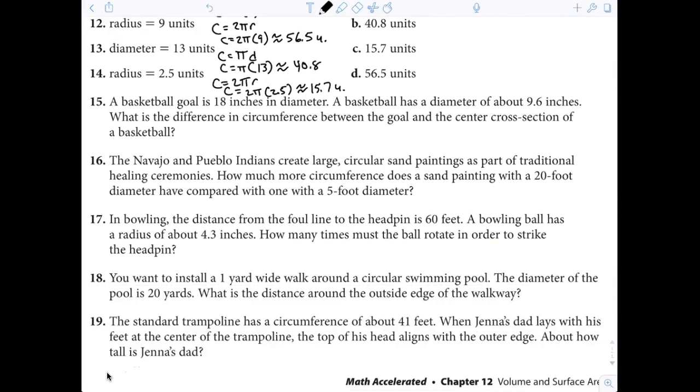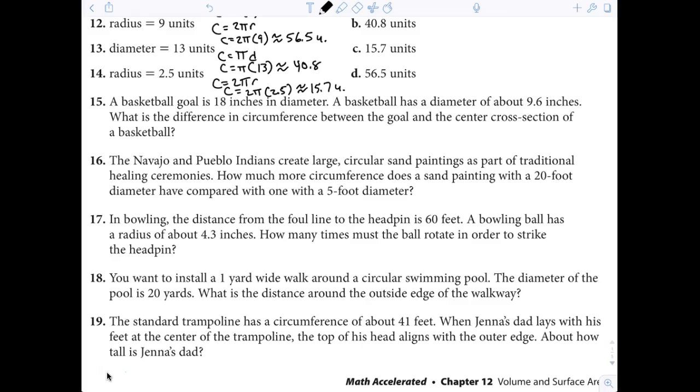All right. So number 15, you have to read. You're up. A basketball goal is 18 feet in diameter. The basketball has a diameter of about 9.6 feet. What is the difference in circumference between the goal and the center cross section of the basketball? So what do you think I have to do? Do the circumference of the first one and the second one. That's exactly correct. Very, very good.